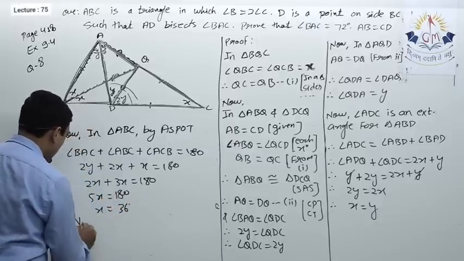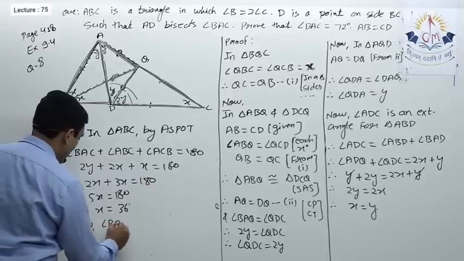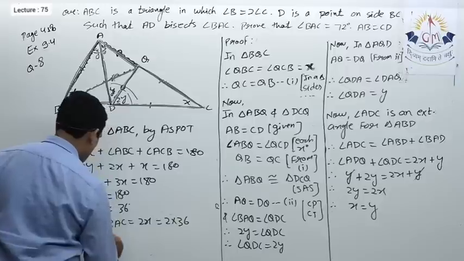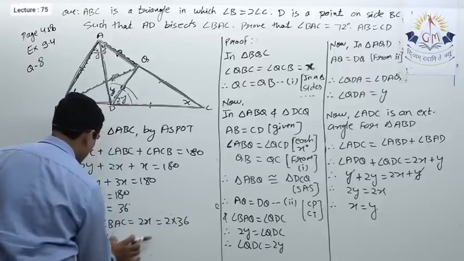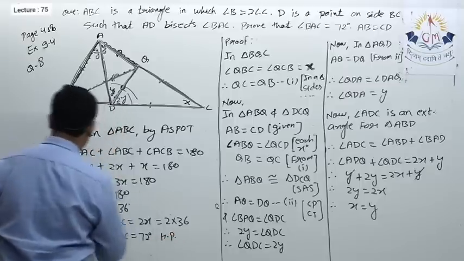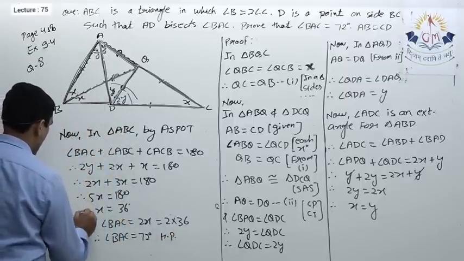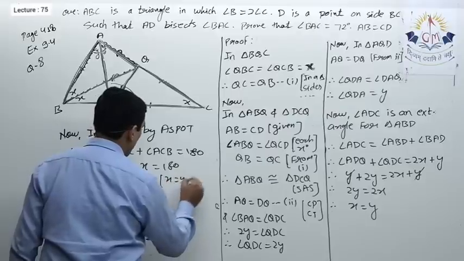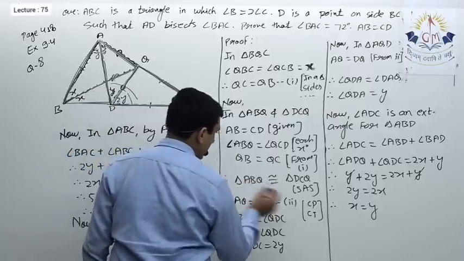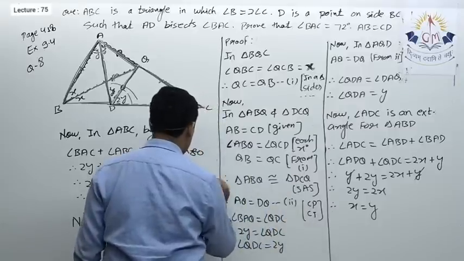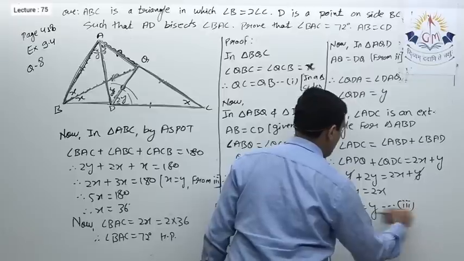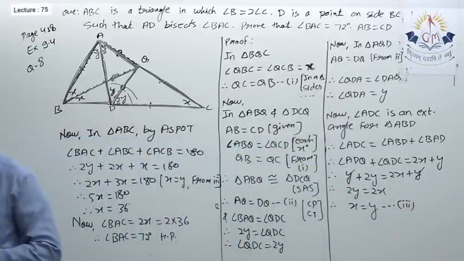Okay. Now what we have to find? Angle BAC is equal to 2x, that is 2 into 36. Therefore angle BAC is equal to 72 degrees, hence proved. Here you can write x equal to y from 1 or 2, whatever. I'm not remembering the equation. Okay, it was second, so from 3. Okay, so please note it down.